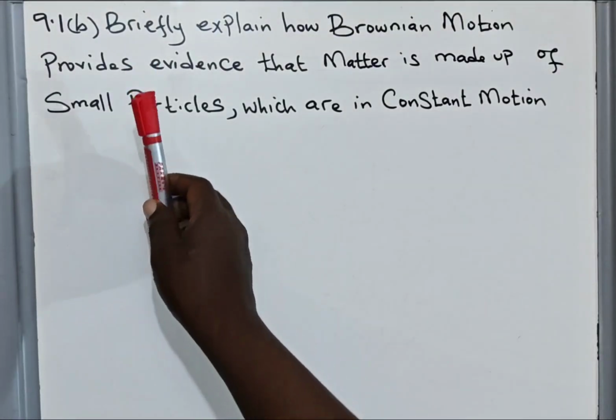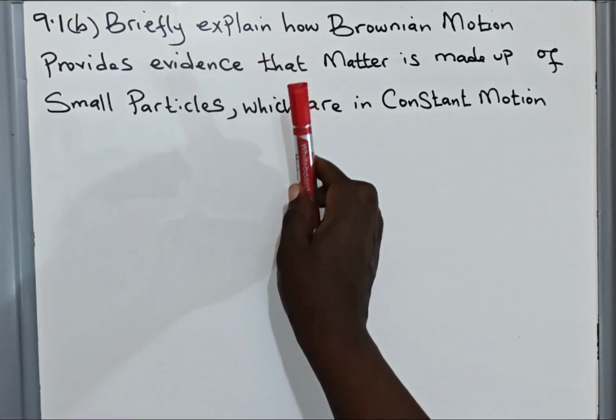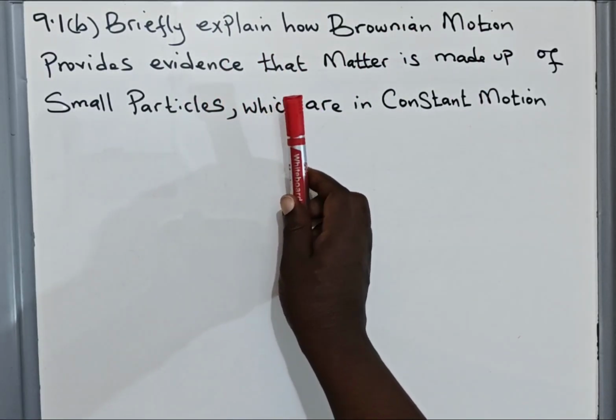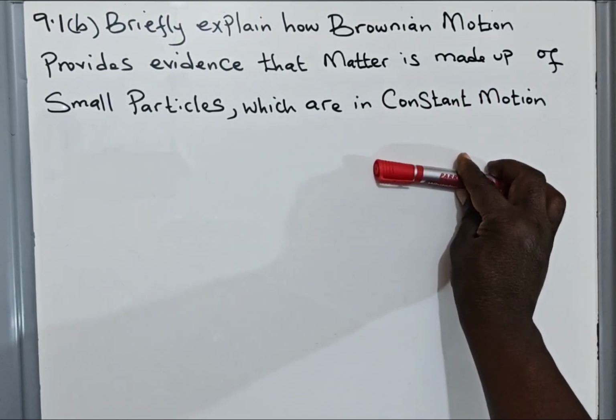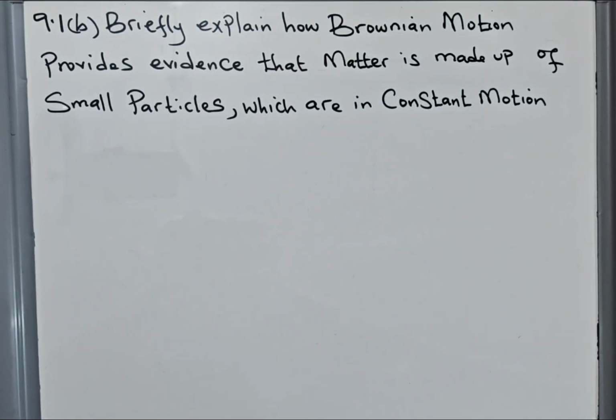Then we come to this question. It says, briefly explain how Brownian motion provides evidence that matter is made up of small particles which are in constant motion. Brownian motion provides the evidence that matter is made up of small particles. That's the first evidence. Secondly, it provides evidence that these small particles are in constant motion.